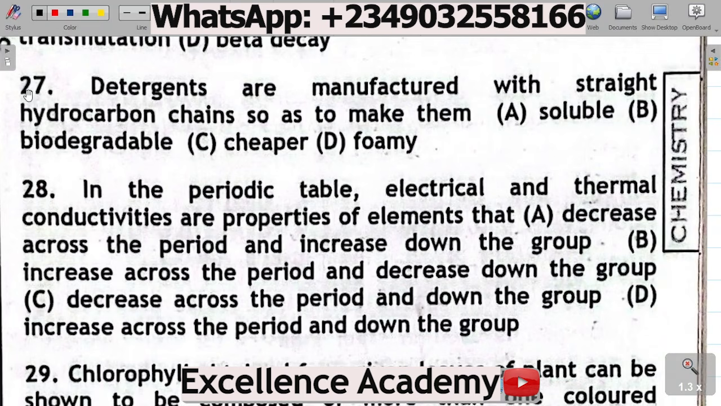Next up, question number 27. 27 says detergents are manufactured with straight hydrocarbon chains so as to make them A. Soluble, B. Biodegradable, C. Cheaper, D. Foamy. What's the correct answer to this question? For this question, the correct answer is B. Biodegradable. You want to note that straight chain detergents are easily broken down by bacteria, and that's why they use straight chain. And this concept is called biodegradable. So that is your correct answer.